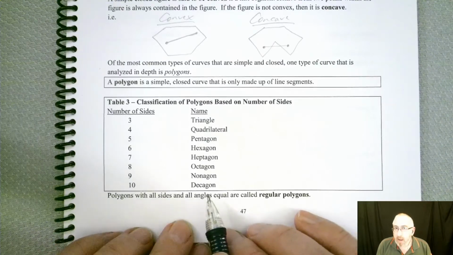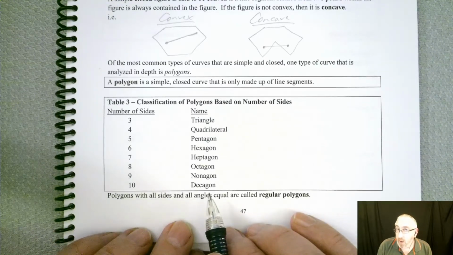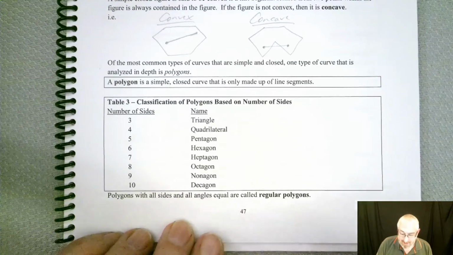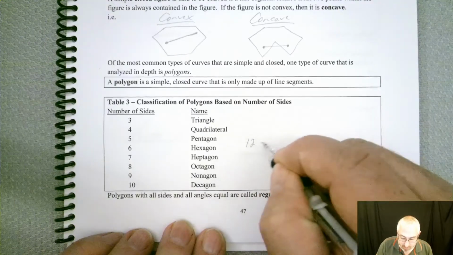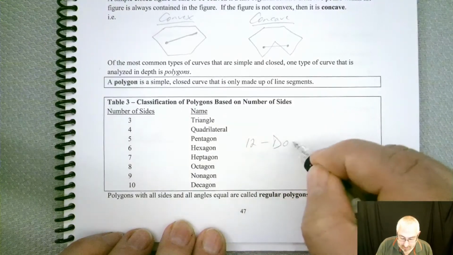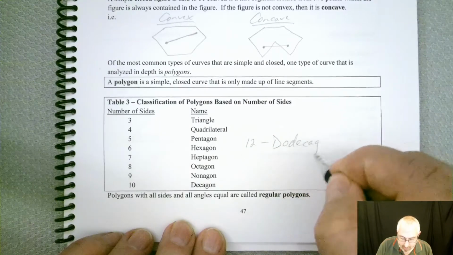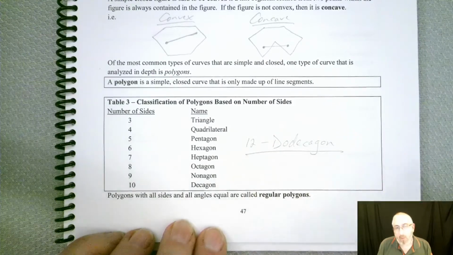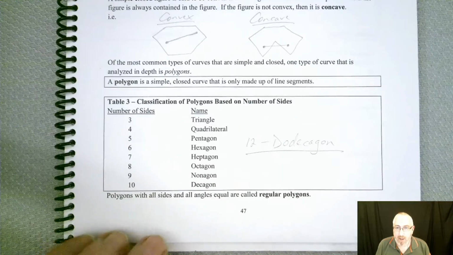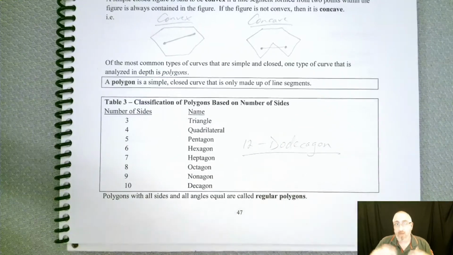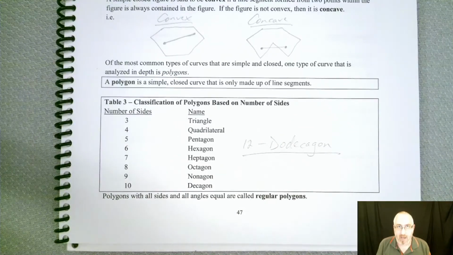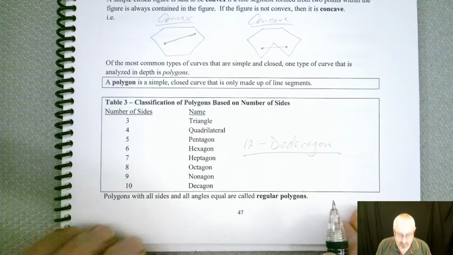So just out of curiosity, do you know what a 12-sided one is? If you had a 12-sided one, that's actually a dodecagon. So we're not going to get too crazy with these, but there's all kinds. They have names for many, many, many sides. And like I said, we're not going to get into all that, but just in case you're curious.